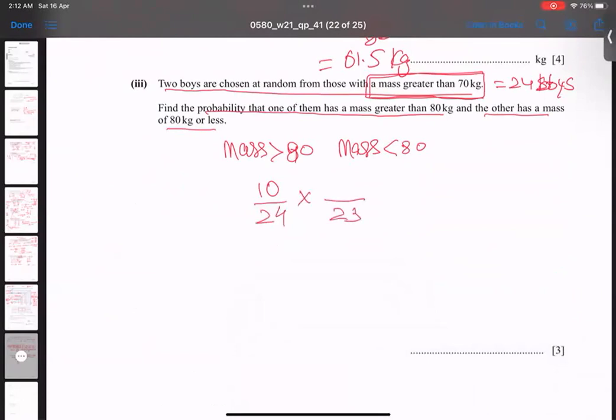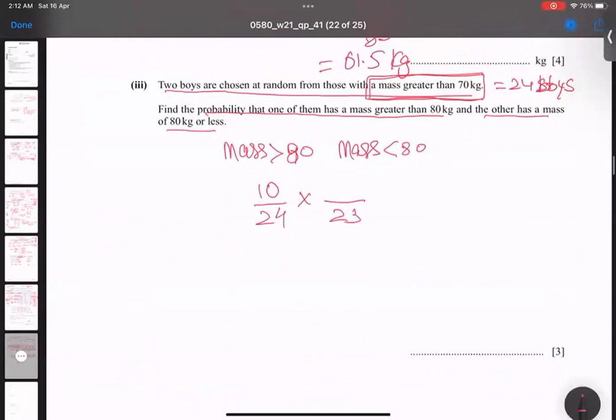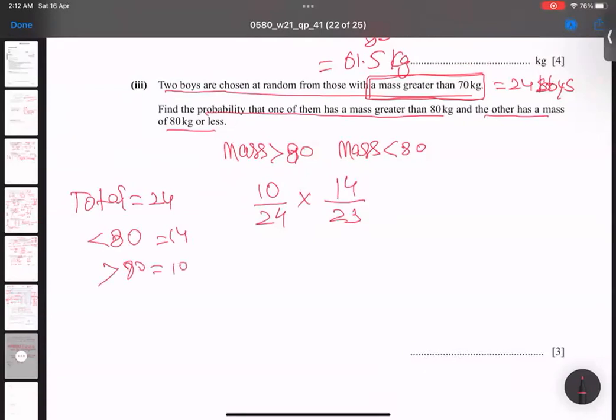You ask why one student less? Because, wait a minute, it is 14. So 14 here. Repeat. Total students are 24 boys, and less than 80 are 14, and bigger than 80 are 10. If I take one student from here, what is the chance of more than 80? Naturally we can say 10 out of 24. Okay, got it. One boy gone from here and one boy gone from here. So how many students are left from the 24? One decrease becomes 23, and then 14 over 23, and that's it.